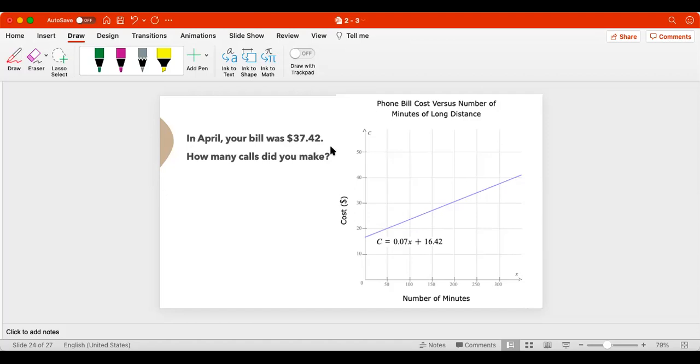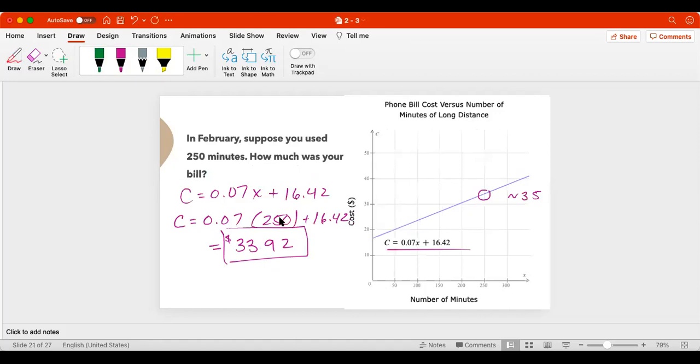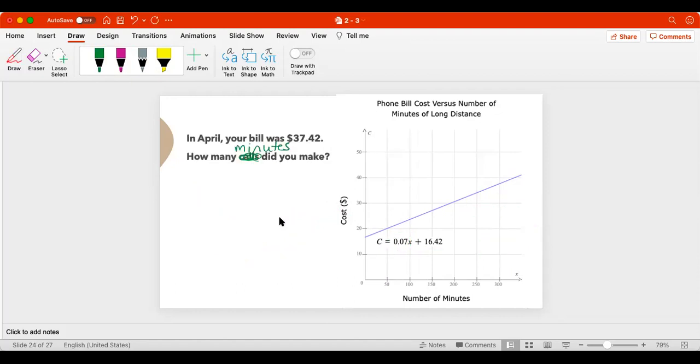In April, your bill was $37.42. Not how many calls, but how many minutes did you use? And what's different about this problem? In the other problems we saw, let me go back a couple, I was telling you the number of minutes. This should be minutes here. Minutes, you see? 0 calls is 0 minutes, right? Here, I'm telling you the bill, and I'm asking you for the minutes. That means I'm trying to find x. But I know that C is 37.42.